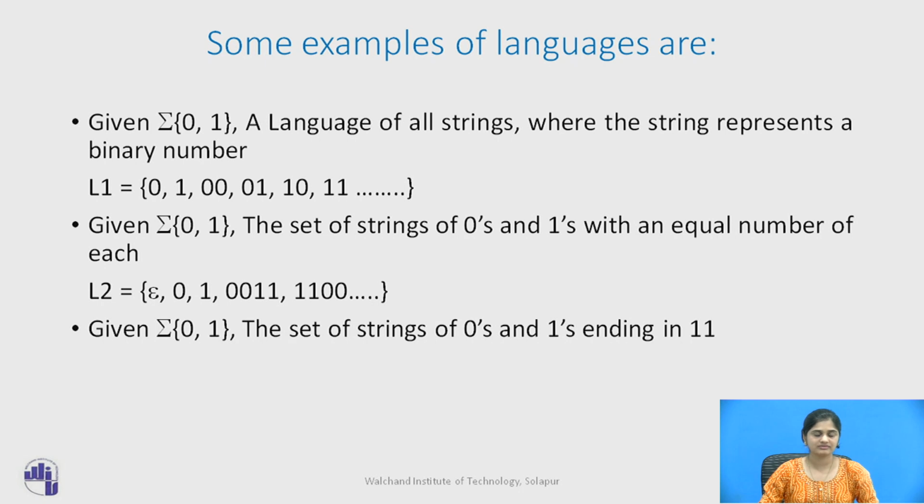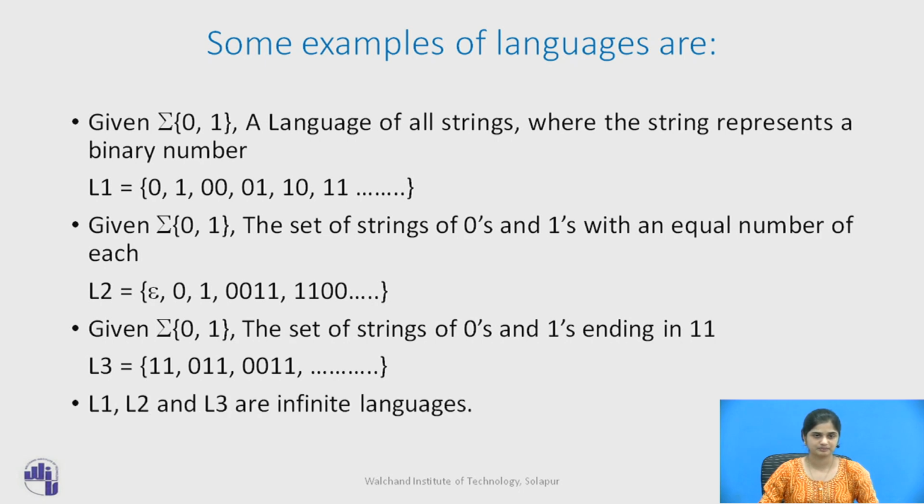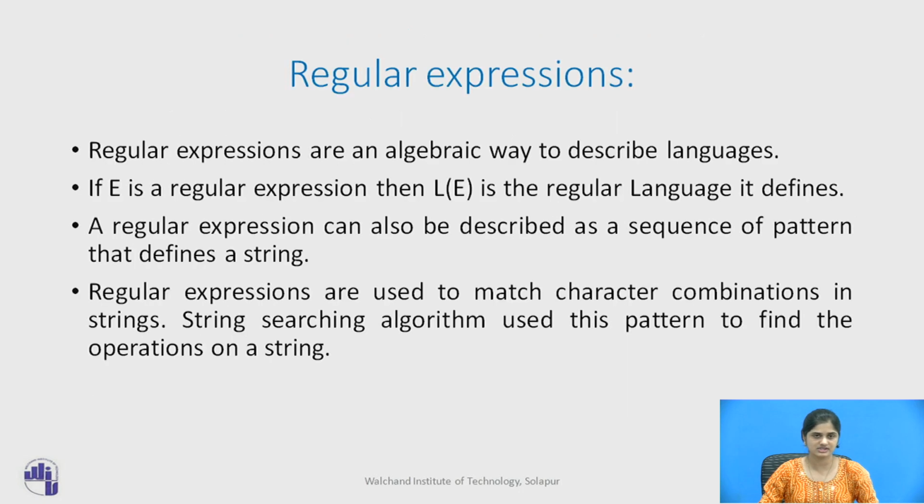Given an alphabet with symbols 0, 1, the set of strings of zeros and ones ending in 11. So this language will contain strings like 11, 011, 0011, etc. What we can conclude is that all the languages L1, L2 and L3 can contain infinite strings. Hence these languages are termed as infinite languages.